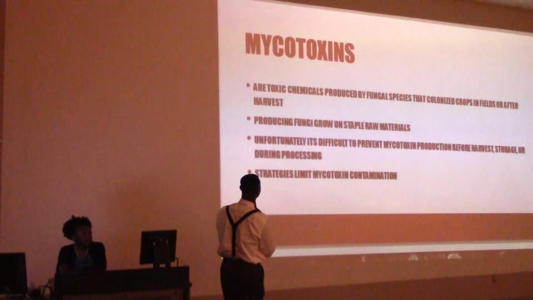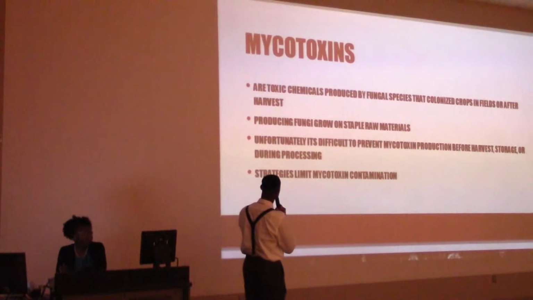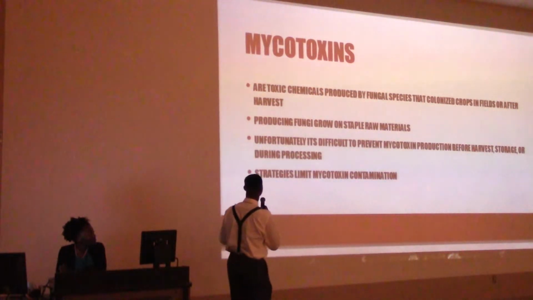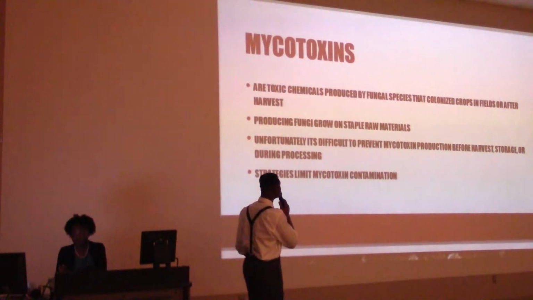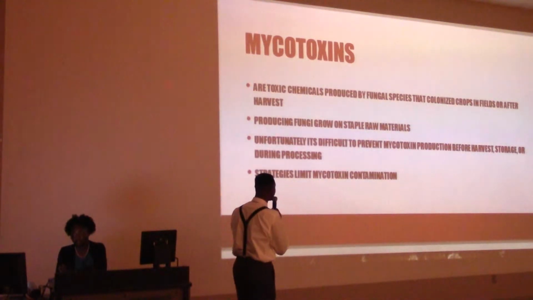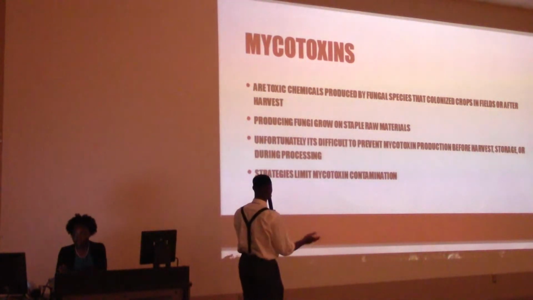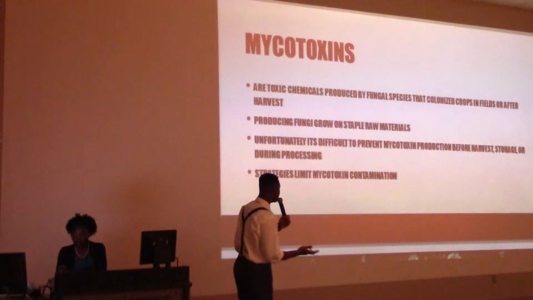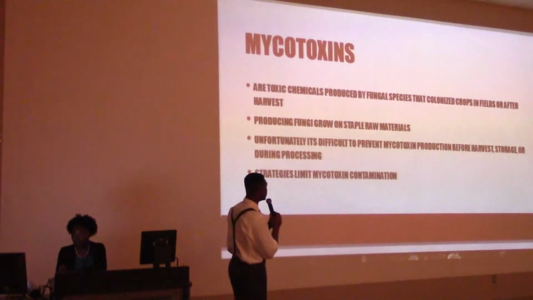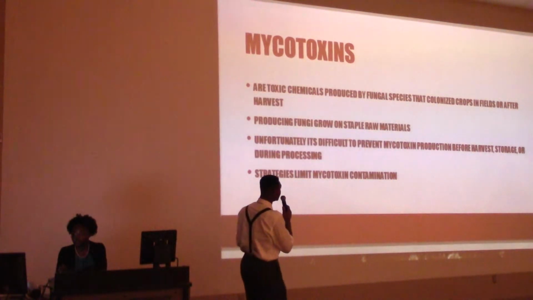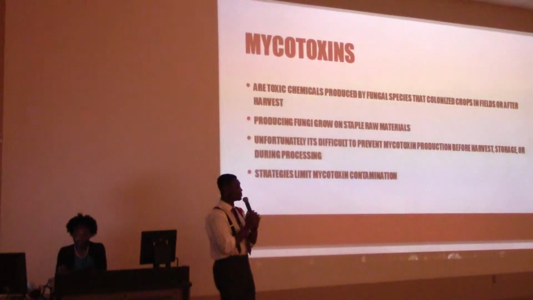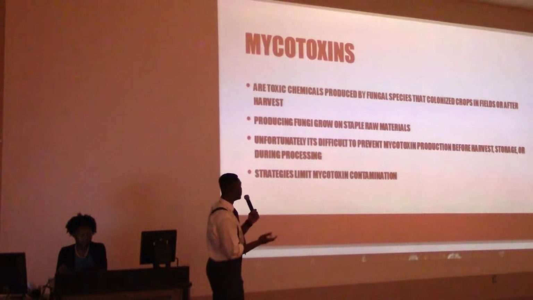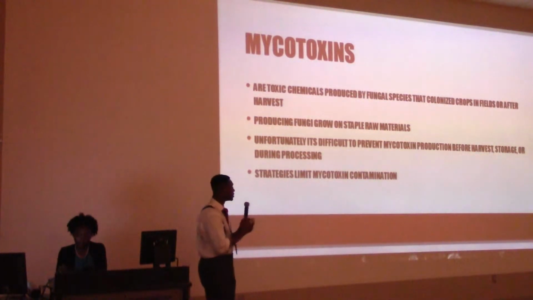One of the toxins in it is mycotoxins. They are chemicals produced by fungi species that contaminate crops and fields after harvest. The fungi grow on samples or raw materials. Unfortunately, it's difficult to prevent mycotoxins in production, harvest, storage, or during processing. And there are some strategies being made to prevent mycotoxins.